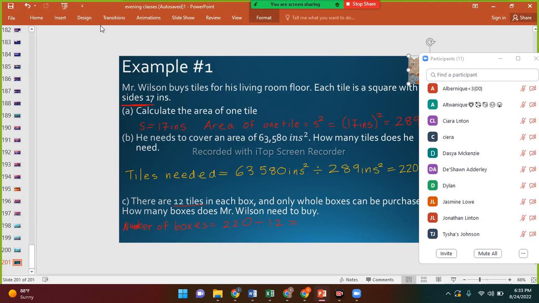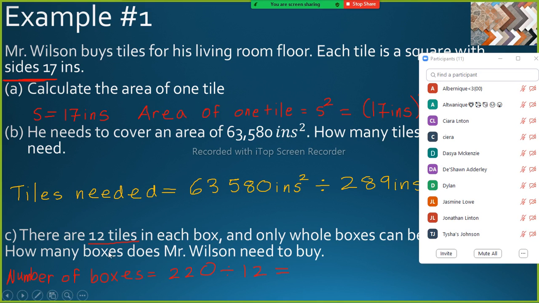Okay, so this is going to be 18.33, and it's recurring, so we're going to put a bar over that to signify that it's recurring. Remember, 0.33 recurring is actually 1/3. So it's actually 18 and a third boxes that he needs.